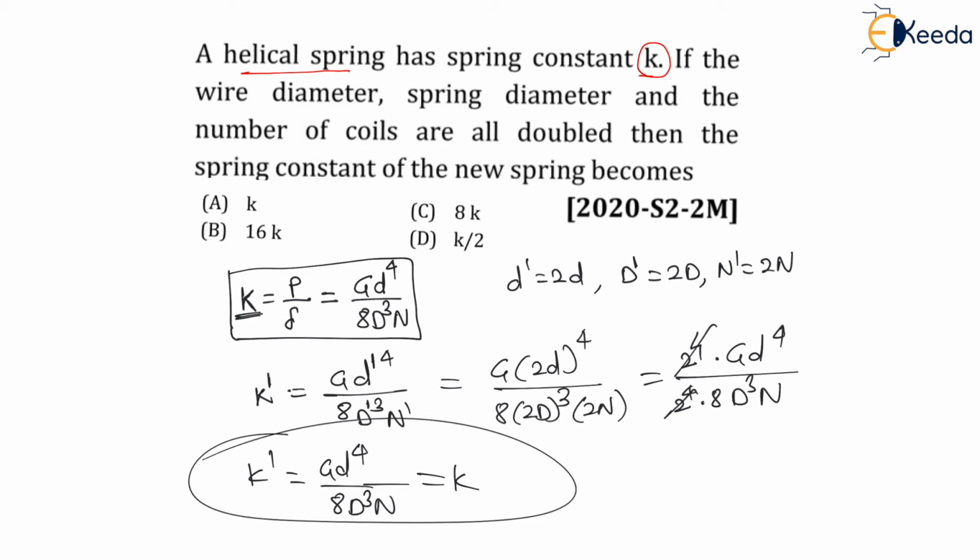Therefore, if here wire diameter, spring diameter and number of active coils are doubled, then spring stiffness or spring constant is unaffected, that is, it remains the same. Therefore, my dear students, for this question option A is the correct choice.